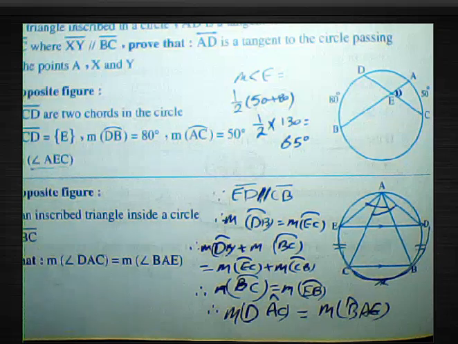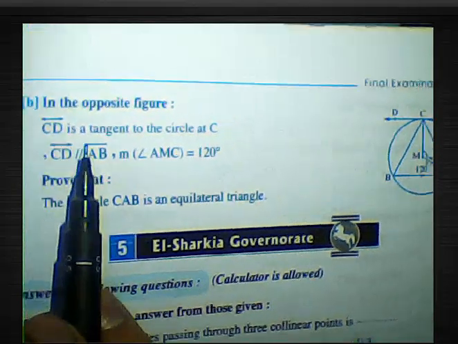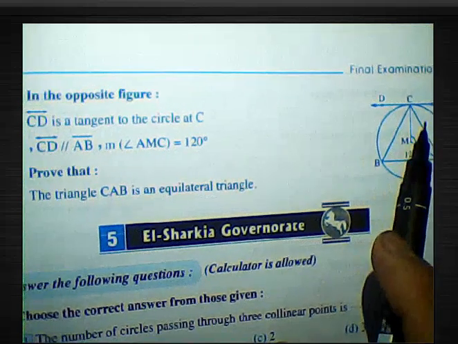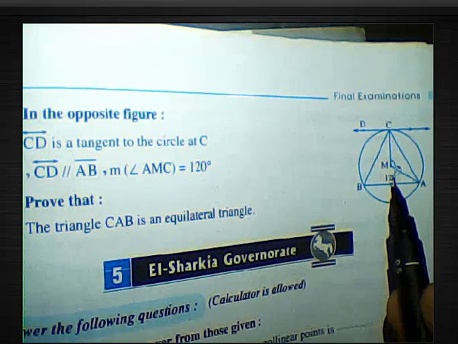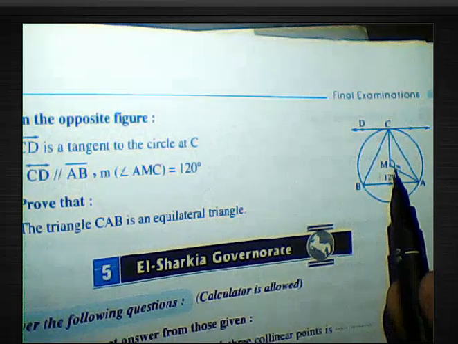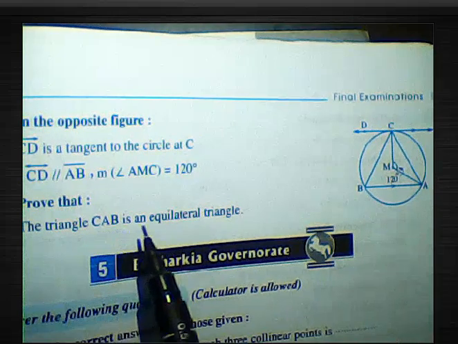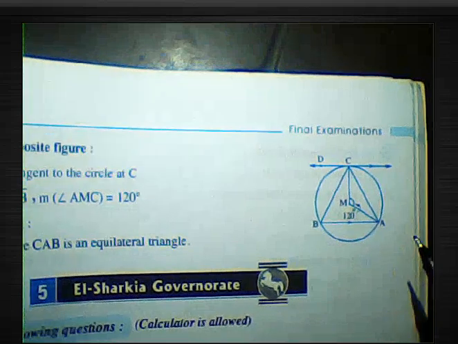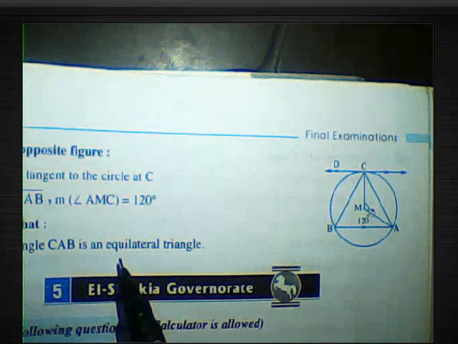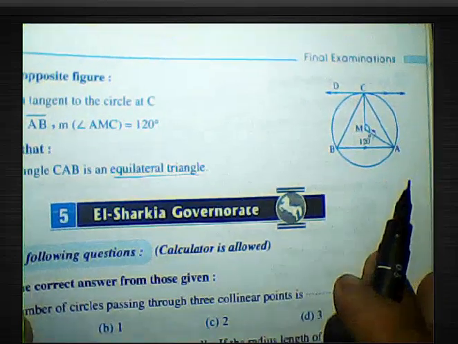It's a theorem, okay? In the opposite figure, CD is a tangent of the circle. We have the tangent, and CD is parallel to AB. The measure of angle M equals 120. Prove that triangle CAB is an equilateral triangle. You want to prove that CAB is an equilateral triangle. Who can tell me this example?